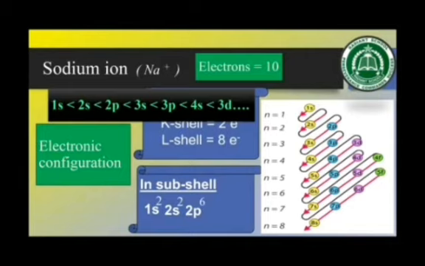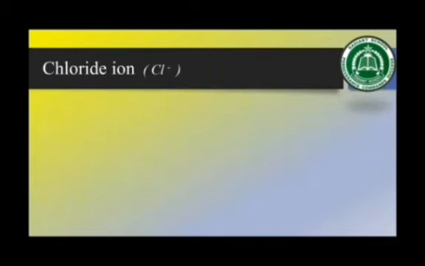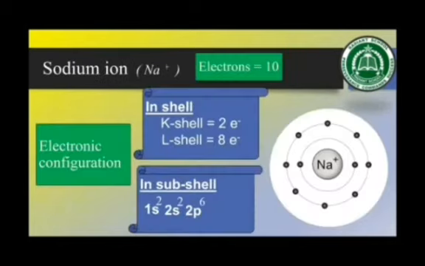Sodium ion is formed by losing 1 electron. If we see its structure, you can see here the sodium ion has 2 electrons in the first shell and 8 electrons in the second shell, and Na+ in the center because there is 1 extra proton and 1 less electron.